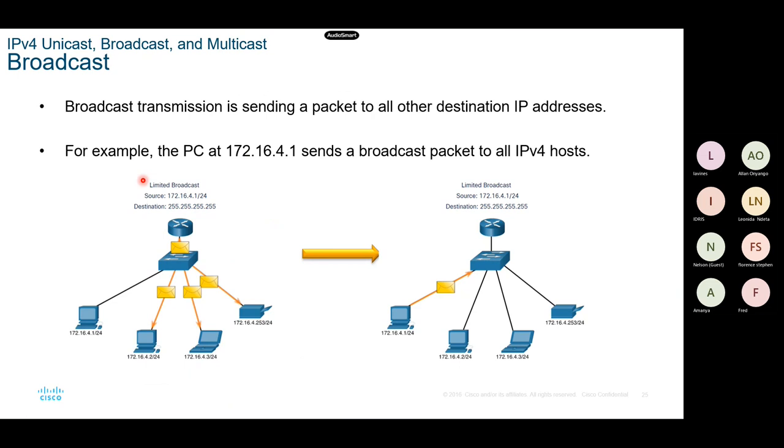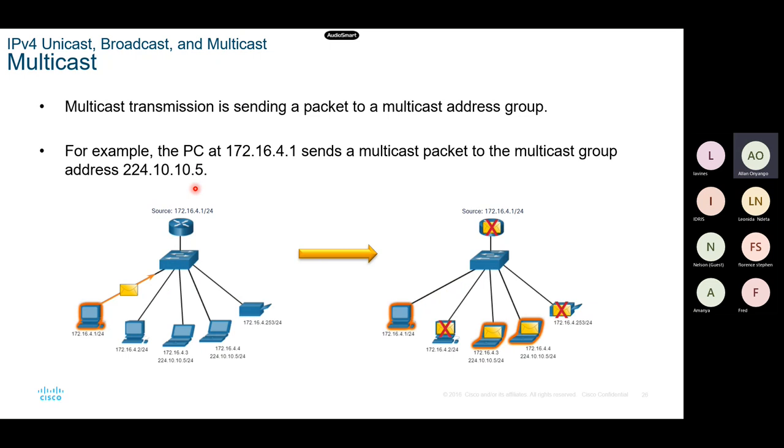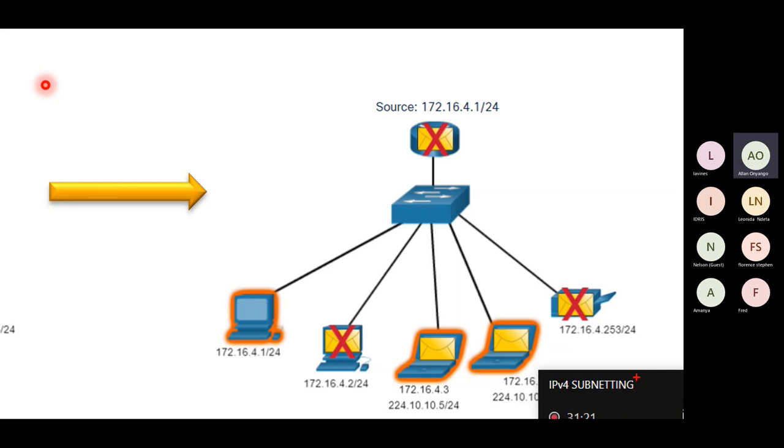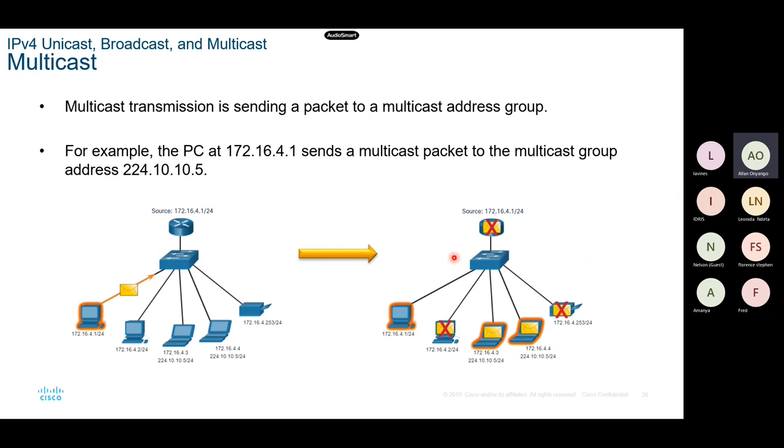So for multicast, again, this is an address that is used to communicate to some of the devices, not all of them. And most multicast addresses, by the way, will start with 224. These ones are reserved addresses. So multicast is used to communicate from one single device to some of the devices in the network. Not this one, not this one, and not the printer. We're only communicating with these two devices here. Okay. So multicast is for one to a group of devices, not all of the devices.